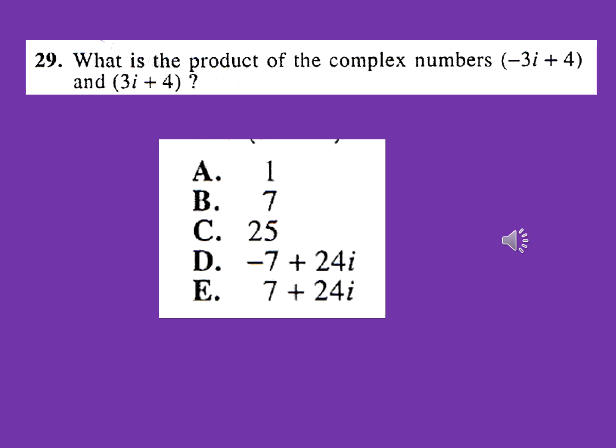The question says, what is the product of the complex numbers negative 3i plus 4 and 3i plus 4? And it could be 1, 7, 25, negative 7 plus 24i, or 7 plus 24i. Now, if you haven't done anything with complex numbers, this problem is going to look absolutely impossible. And in fact, the point of the question is really to see, have you taken high school classes that deal with complex numbers?